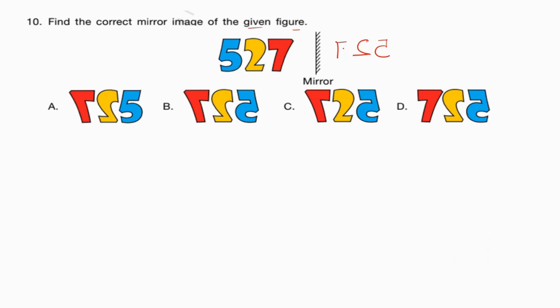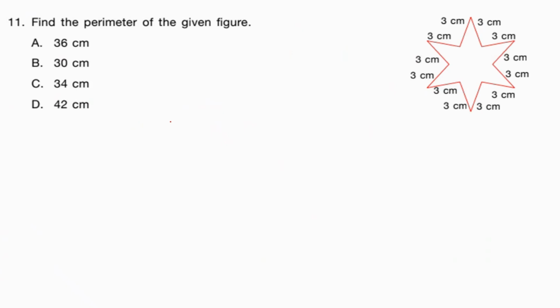If I'm seeing the 7 with the red color, all the 7s are mirror images. T is not there, so I will leave it. 2, so the mirror image of 2 is here, and it is there, so I will just ignore it now. After that, 5: there is no mirror image of 5 in option B. So that's why B will be my answer.